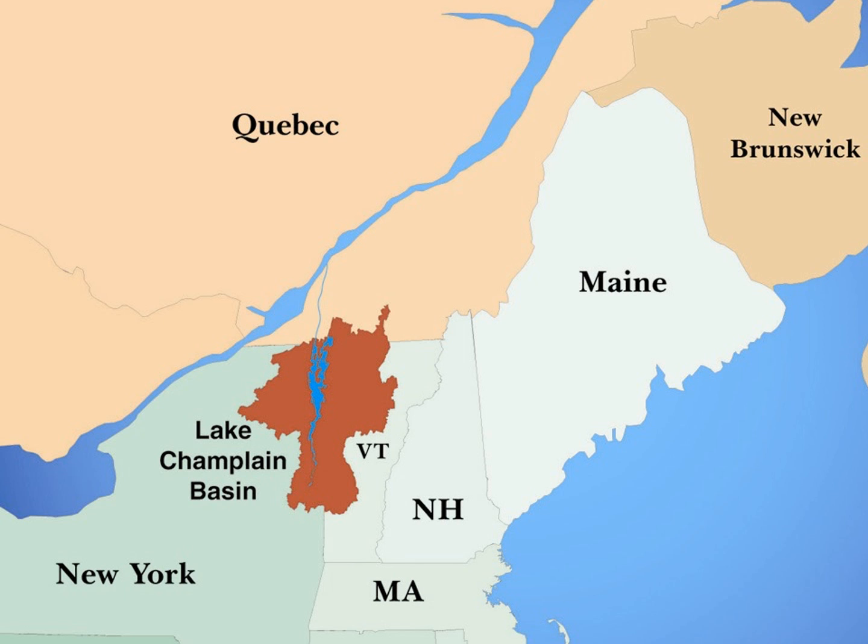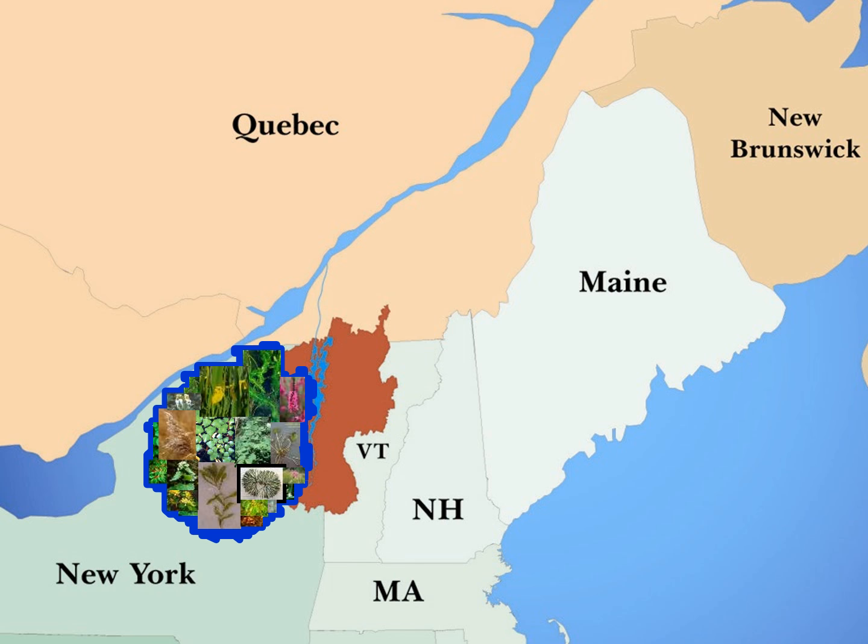And I have this map here to explain that invasive species do not respect political boundaries. They don't respect the other types of boundaries, like the blue line that outlines the Adirondack Park. They're more likely to follow watershed boundaries or temperature ranges in terms of where they might be able to move and spread.